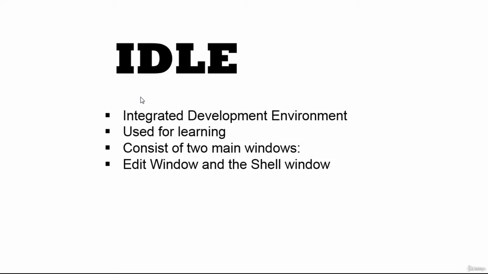In this lecture, we had a look at the Python IDLE, which is an integrated development environment that you can use for learning. It consists of two main windows where you can work from: the edit window that you can use to write proper code, Python code, and then the interactive shell window where you can experiment and write little chunks of code.